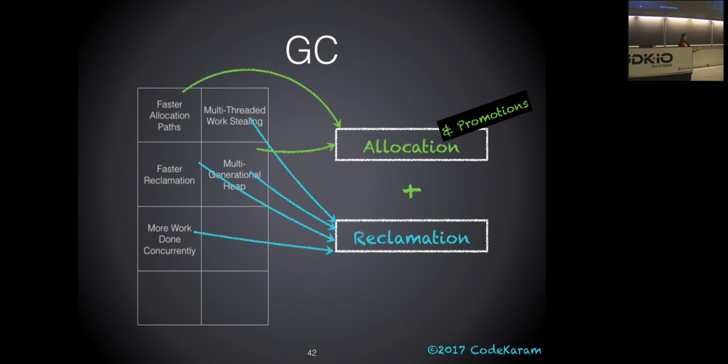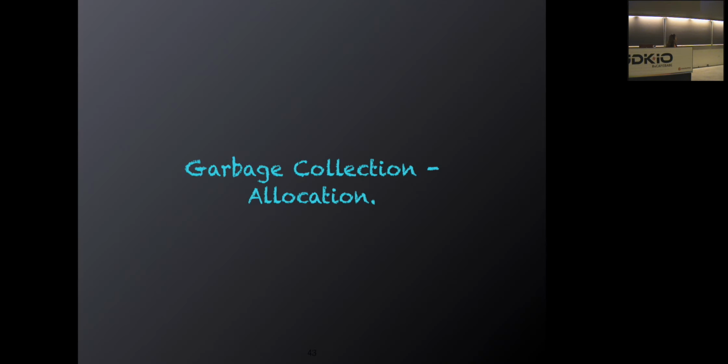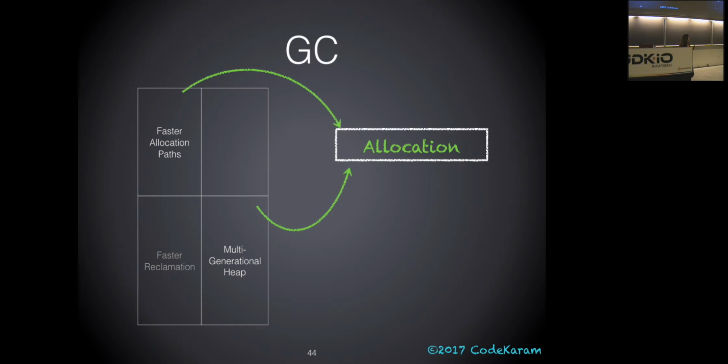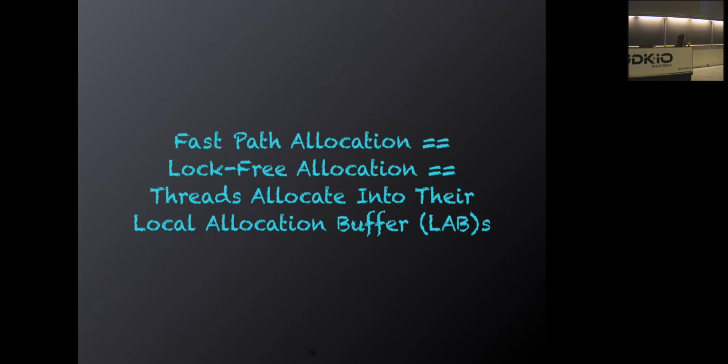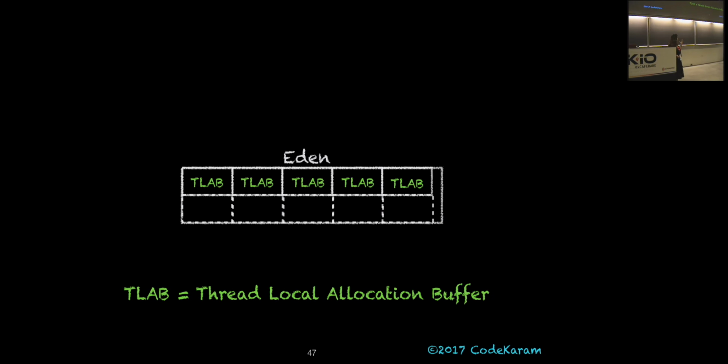More work done concurrently is the reclamation part, because we're doing marking and sweeping concurrently. And multi-phase marking, again, is reclamation. Incremental compaction also a part of the reclamation. So let's look at some allocation optimizations, basically these two, faster allocation paths and multi-generational heap. So remember I said most allocations happen into the Eden. And the way they happen is, like I said, thread local allocation buffers. So each thread has its own allocation buffer.